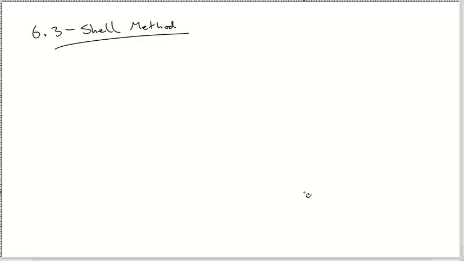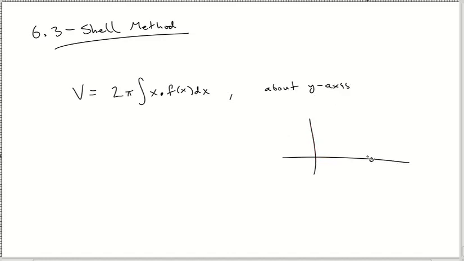Hello everyone, this is the video lecture for Calculus 2, section 6.3, shell method, the long-awaited shell method. Volume is equal to 2 pi times the integral of x times f of x dx. And the reason why we're using shell method is because we're going to be going about the y-axis. That's its main function. Notice that we have dx, but we're going about the y-axis. That's something we have not been able to do with disk method so far.